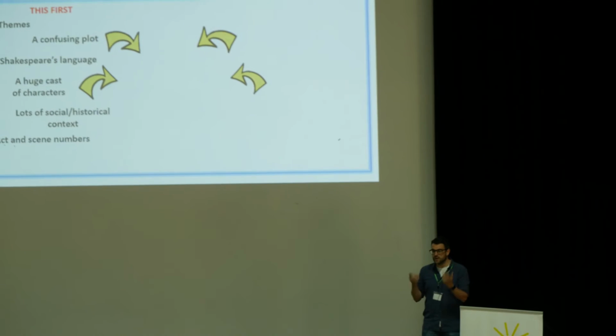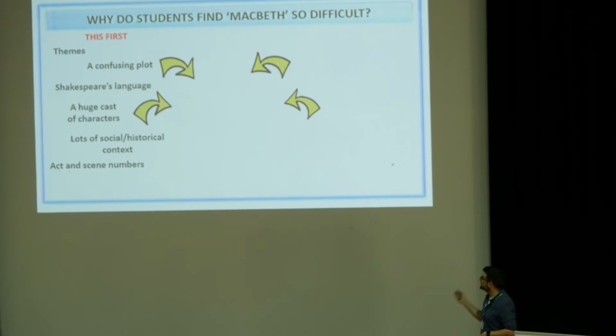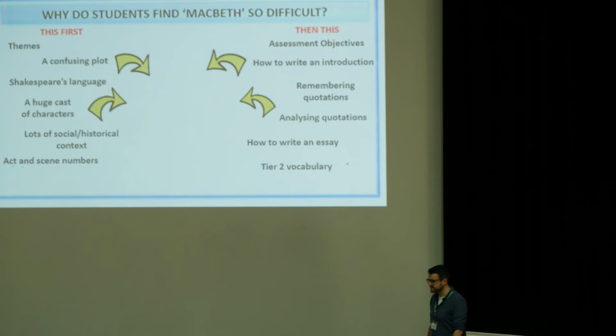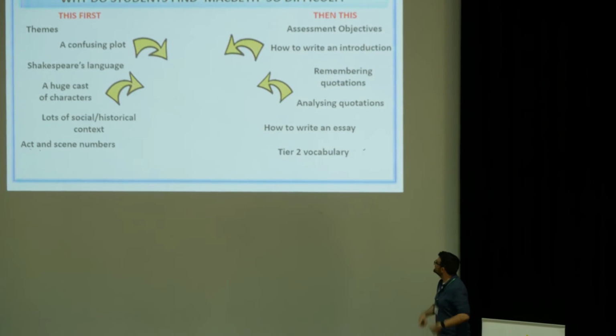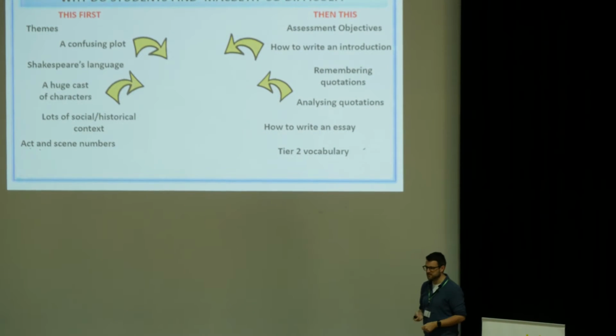So this is what I decided to do this year. I've scrapped all of our Macbeth resources and I started again. And I thought, this is what I want students to learn first. I want them to understand the plot. I want them to get to know those characters. I want them to understand Shakespeare's language, the act and scene numbers, the social and historical context, and then we can get on to writing the essays and the tier 2 vocabulary and analysing quotations and that sort of thing.